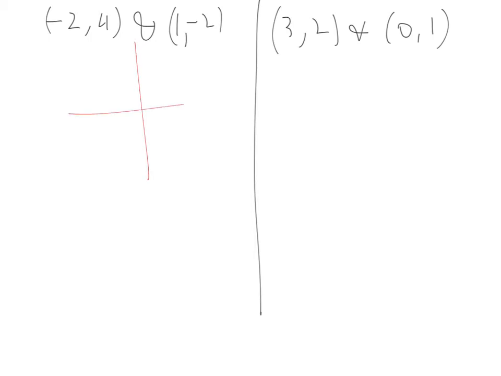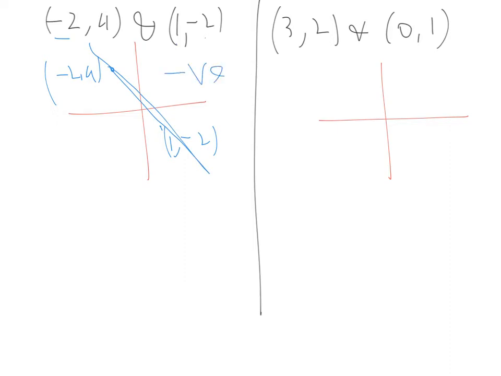A picture is worth 1,000 words. Don't try and be tough and do it all in your head. We've got a first point here at -2 and 4, so -2 and 4 is going to be about here. And then we're at 1 and -2, which is going to be somewhere around there. So our graph looks something like this. Based on that, we can already tell that it is negative.